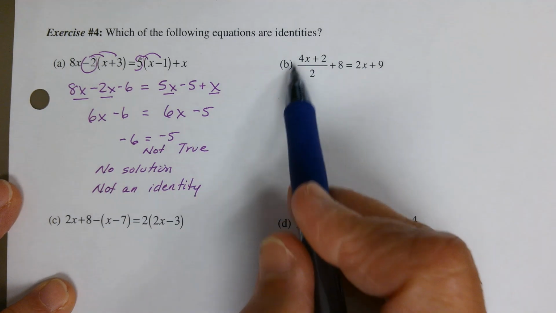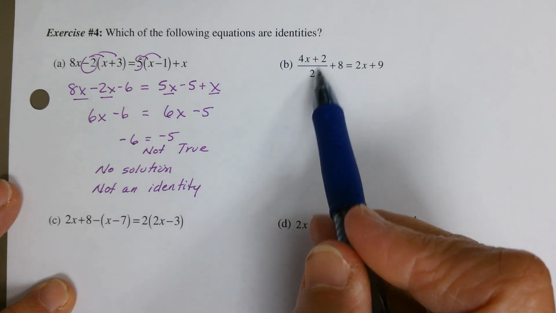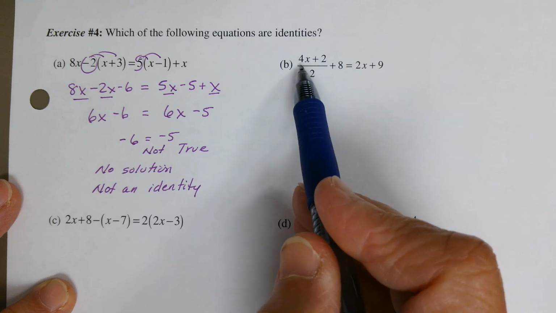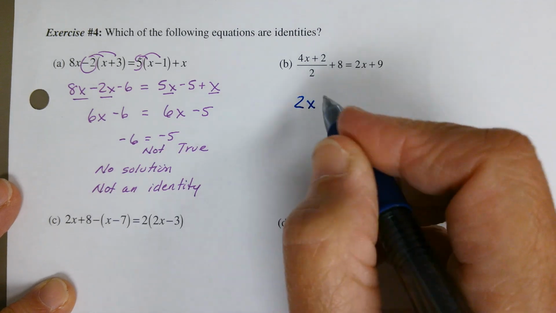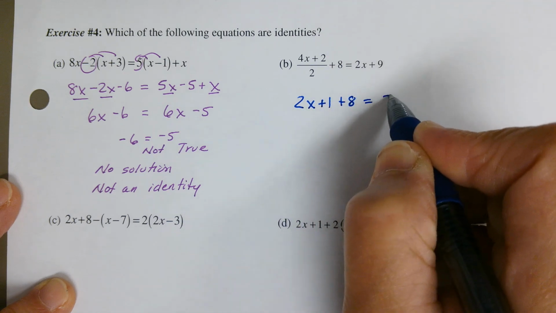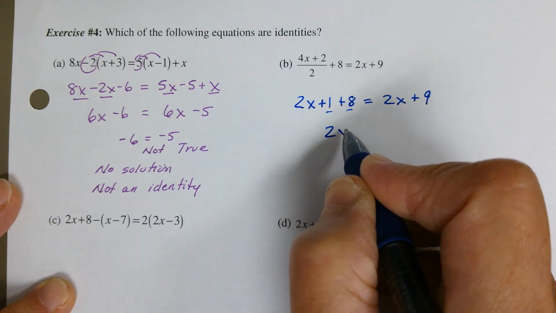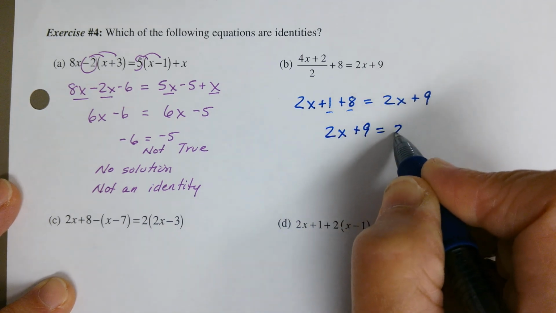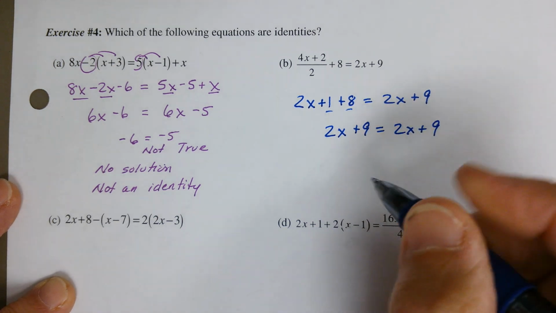With B, I notice that we have a fraction, but both terms of the numerator are divisible by 2. So 4x divided by 2 is 2x, and 2 divided by 2 is 1. Bring down the plus 8. And 1 plus 8 is 9. So 2x plus 9 does equal 2x plus 9. So this is an identity.